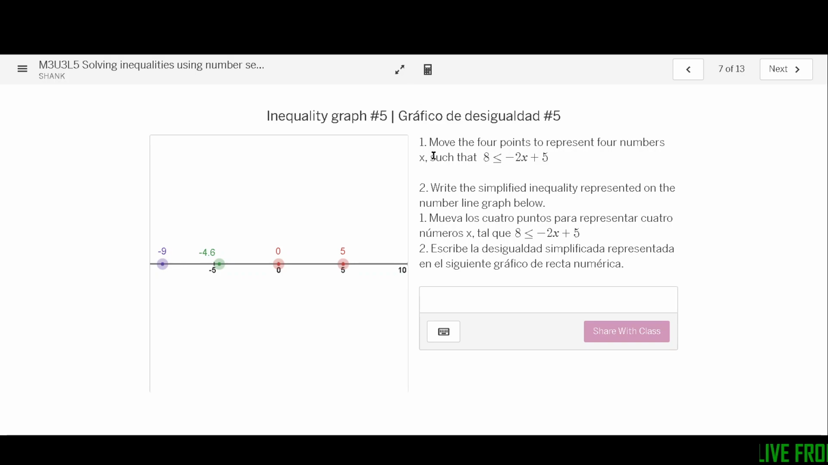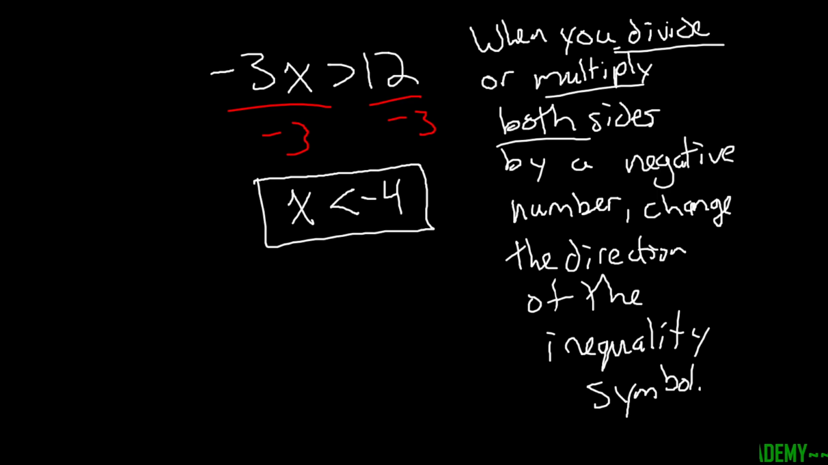Moving on to the next one, it says move the 4 points to represent the 4 numbers such that 8 less than or equal to -2x plus 5. So let's try to solve this first. Let me pull this back up and clean it out. We're going to say 8 less than or equal to -2x plus 5. Okay, so here's our inequality.